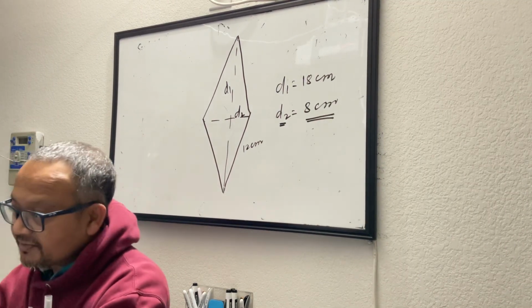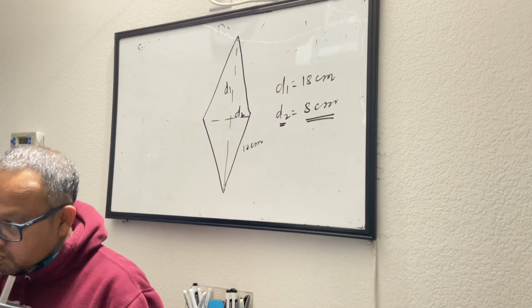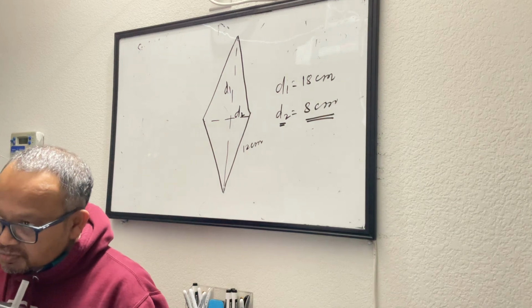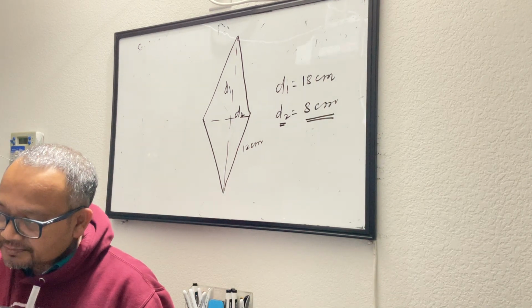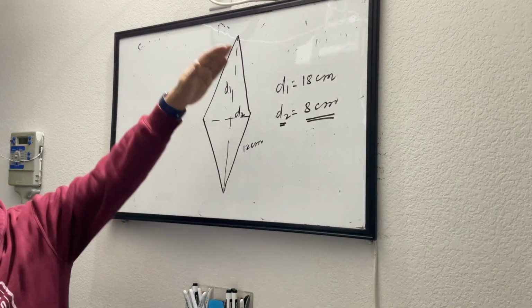How about perimeter? Yeah, go ahead. I forgot what it's called, but what do you do to find out the perimeter? Perimeter is nothing but the length of the boundary, the entire boundary.